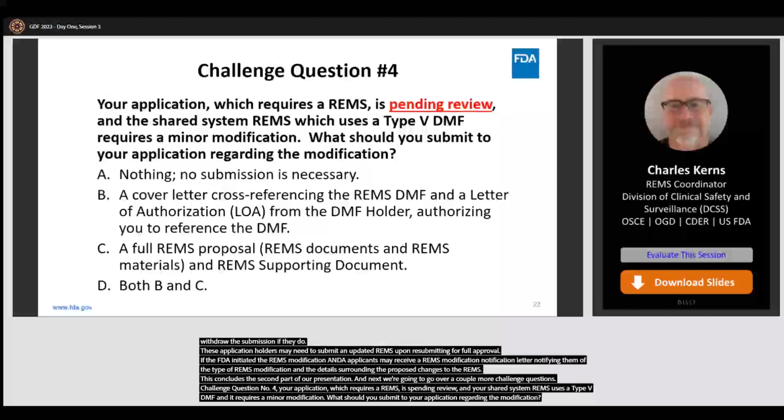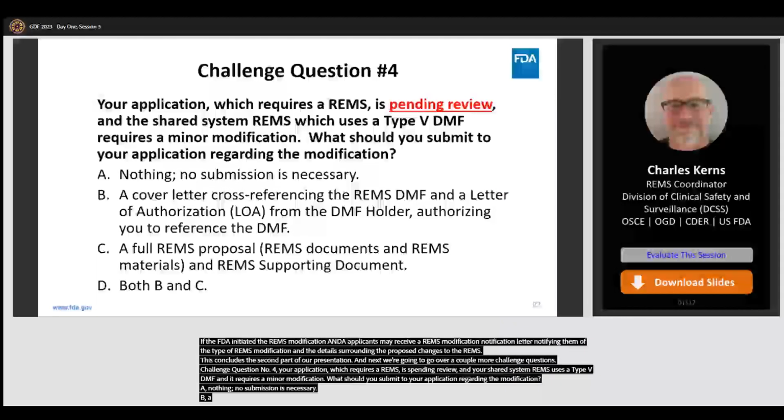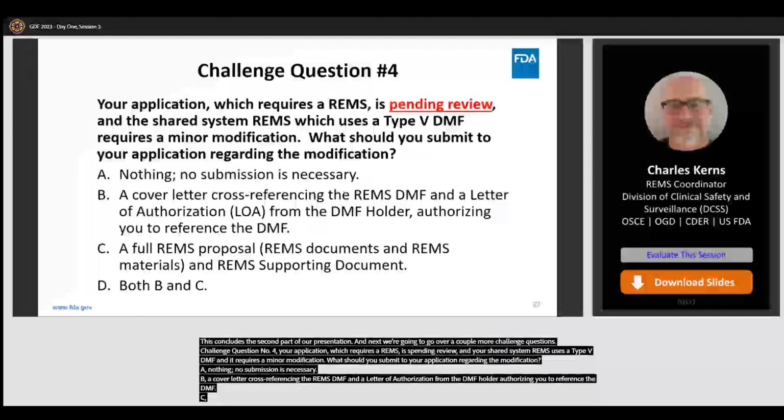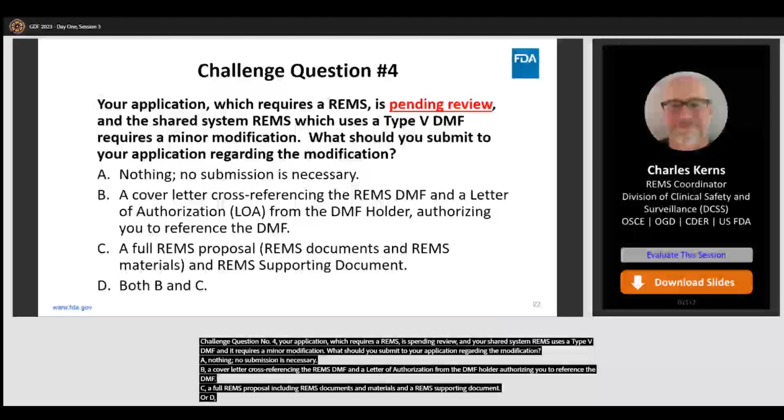A, nothing, no submission is necessary. B, a cover letter cross-referencing the REMS DMF and a letter of authorization from the DMF holder authorizing you to reference the DMF. C, a full REMS proposal, including REMS documents and materials and a REMS supporting document. Or D, both B and C.